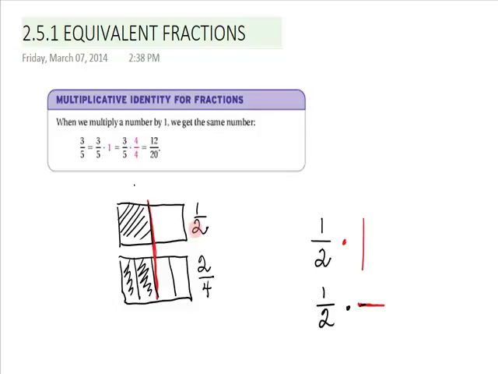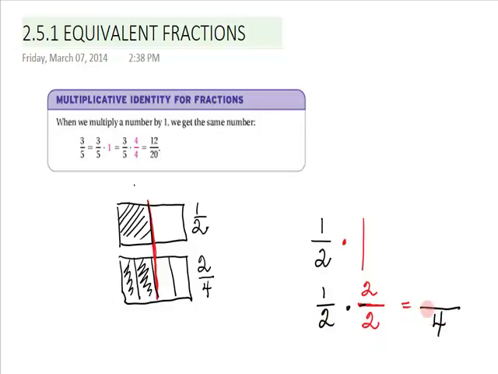I want this denominator to become a 4 because I cut it into 4 pieces. What would I have to multiply 2 by to turn it into 4? The answer is 2. But if I multiply the bottom by 2, I'm going to need to multiply the top by 2 so that this is equal to 1. I'm not changing the value because I am multiplying by 1.